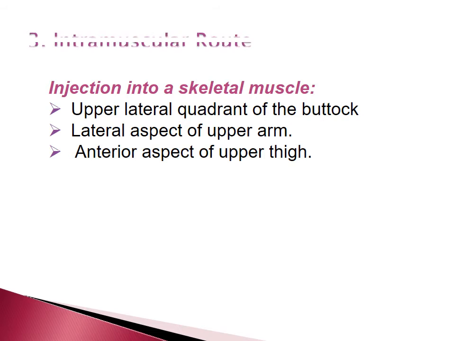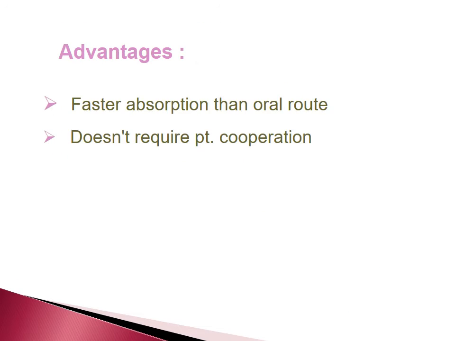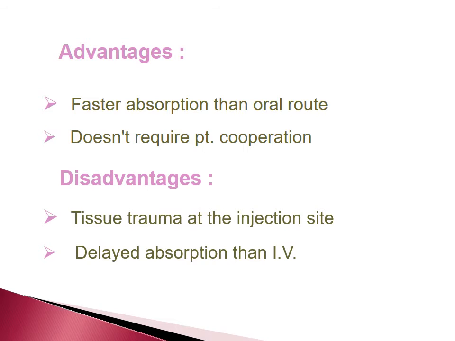Intramuscular means you have to inject in the upper lateral quadrant of the buttock, the lateral aspect of the arm, or the anterior part of the thigh. It has faster absorption than the oral route and doesn't require patient cooperation, but carries a risk of tissue trauma at the injection site. There is delayed absorption compared to the intravenous route.